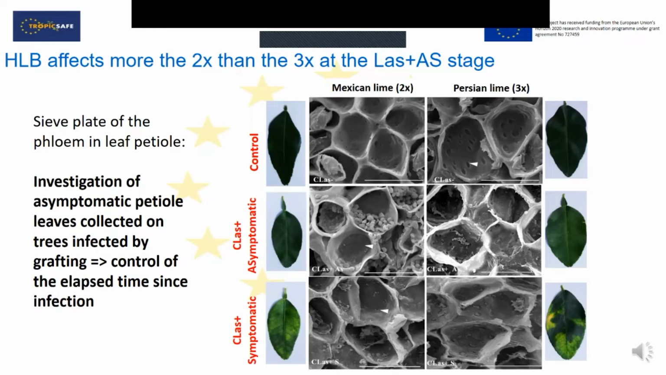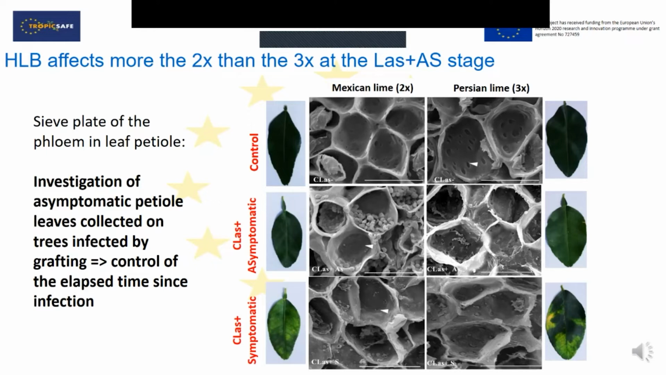What happened in the symptomatic leaves at the bottom? You can see that in both cases there is a presence of callose, and you can't see the pores between the cells anymore. So in that situation, no more exchange happens between cells.